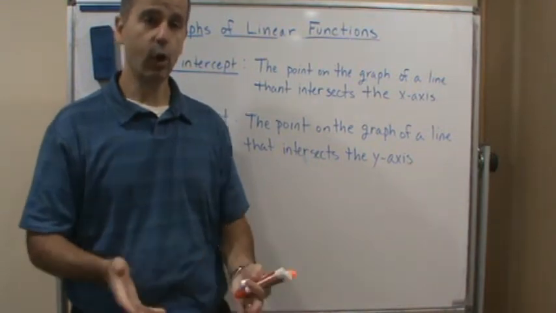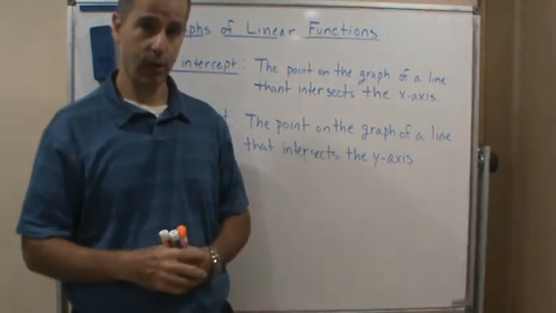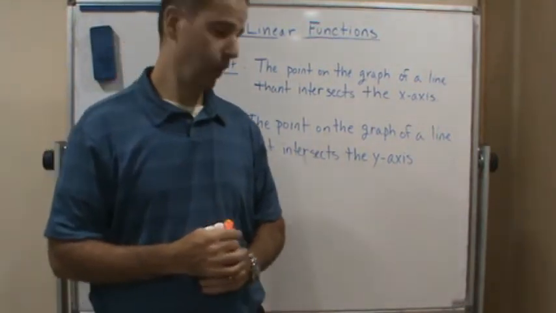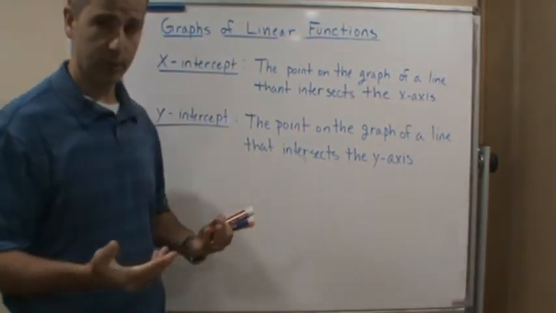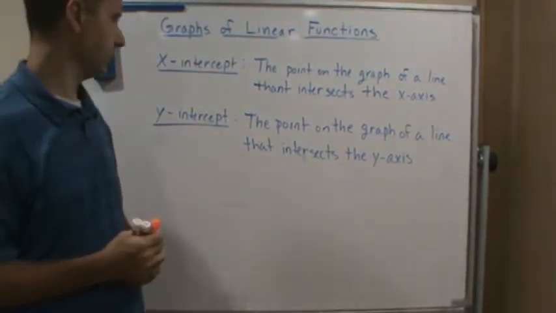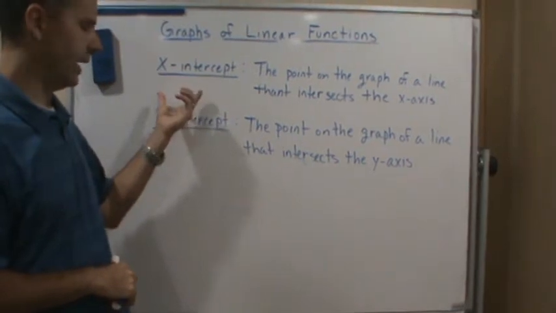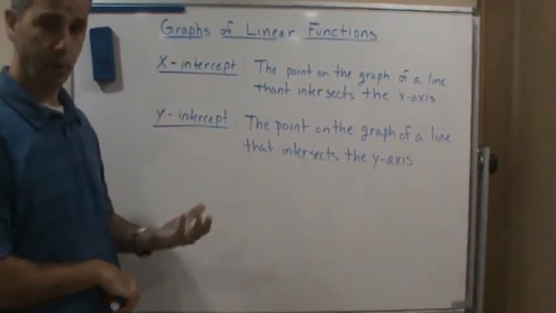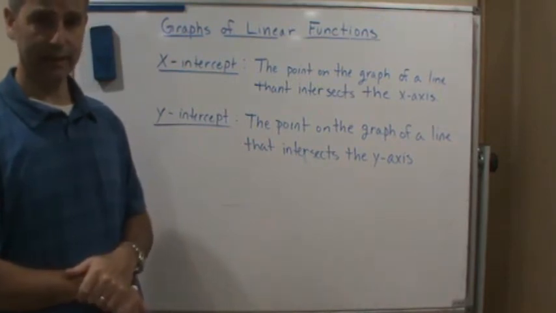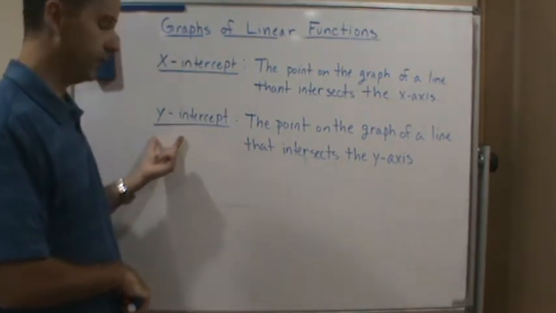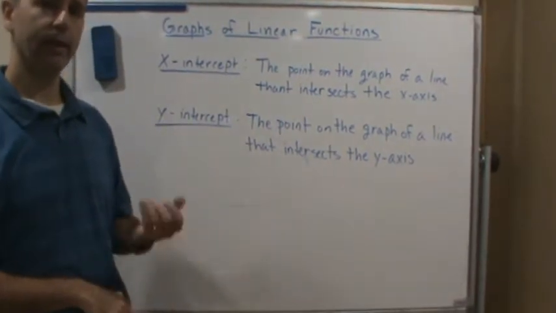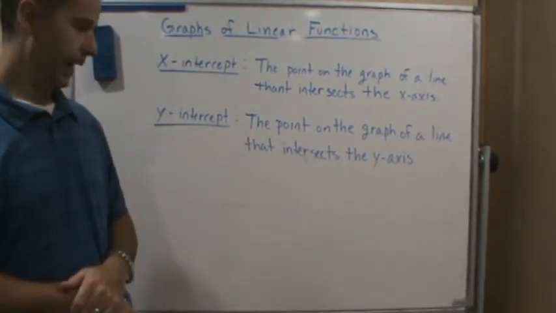Now we already know what the y-intercept is from the y-intercept form of the equation of a line. But the x-intercept is very similar. It's going to be where the graph crosses the x-axis. So here are the definitions. The x-intercept is the point on the graph of a line where it intersects the x-axis. And similarly, the y-intercept is the point on the graph of a line that intersects the y-axis.